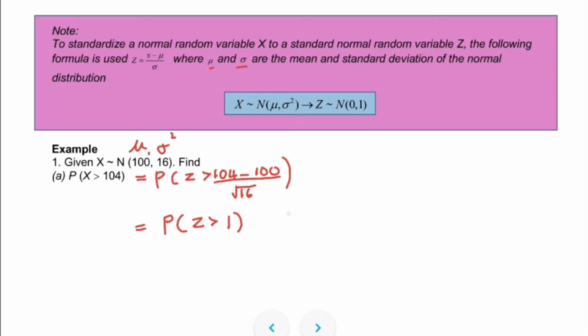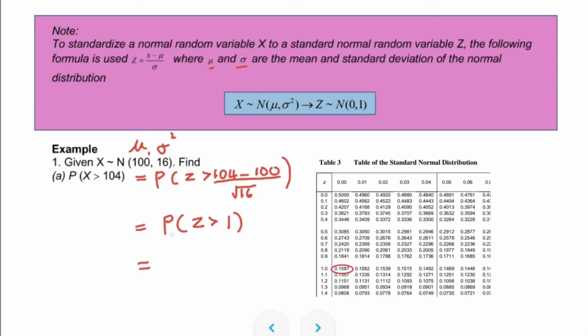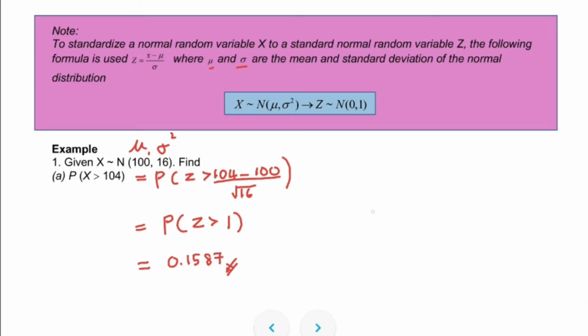From the normal distribution table, we get the value of P(z greater than 1) equals 0.1587. Because z equals 1, when we draw the bell shape, 1 is around here. The area that is equivalent to the probability is here, which is 0.1587.